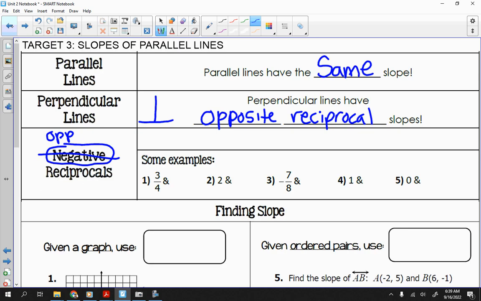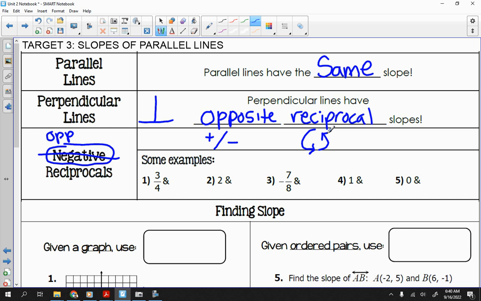So let's look at some slopes here in our next block, and let's do some opposite reciprocals or negative reciprocals. Opposite means that the slopes have to be opposite signs. One must be positive and one must be negative. Reciprocal means to do a little flip. So the top goes to the bottom and the bottom goes to the top. So let's look at our options here, 1 through 5.